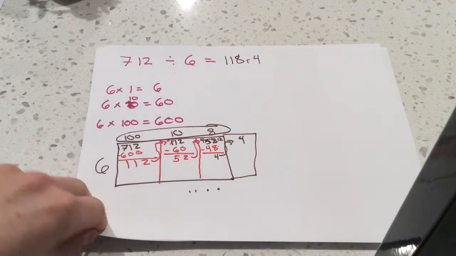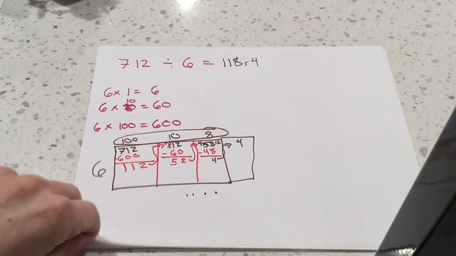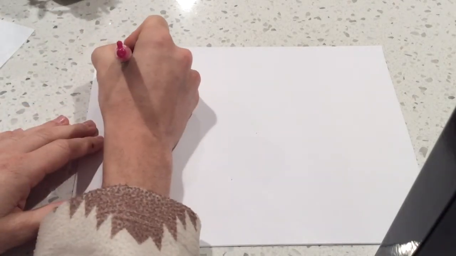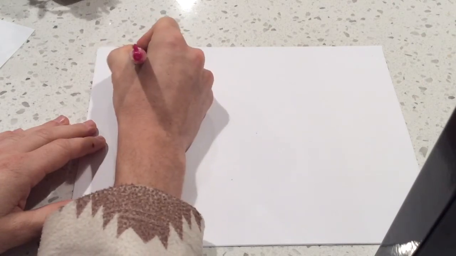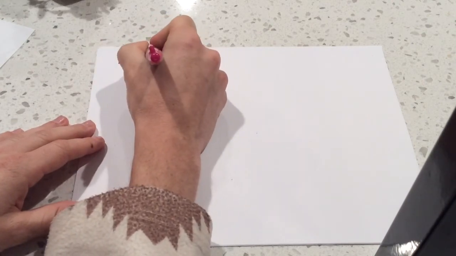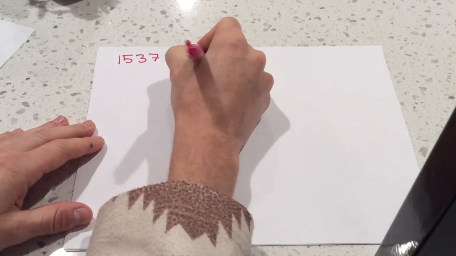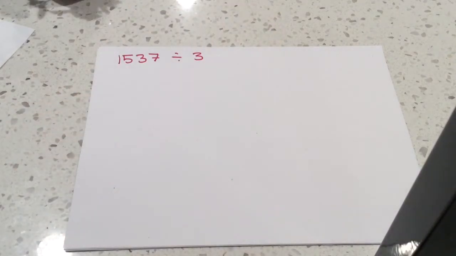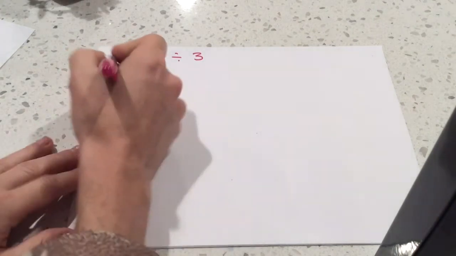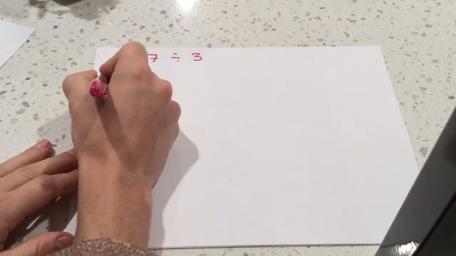We're going to do one more and stepping up the complexity even more and go into a 4-digit number. So we're going to start with the equation 1,537, and we're going to divide by 3. Again, because I'm dividing by 3, I want to start thinking about my basic facts of 3.